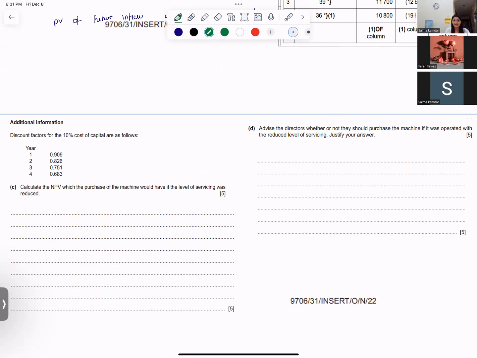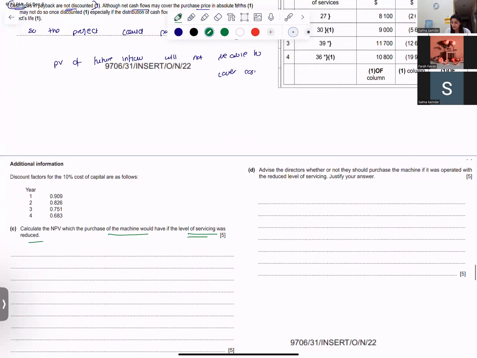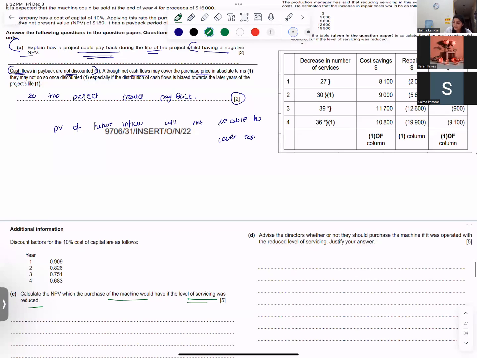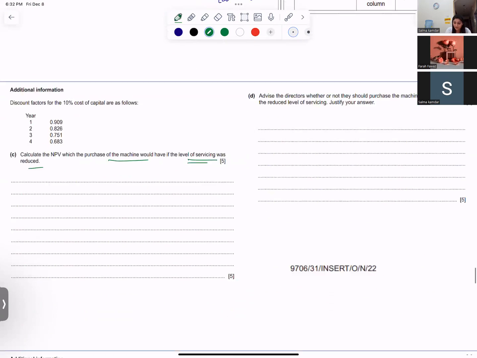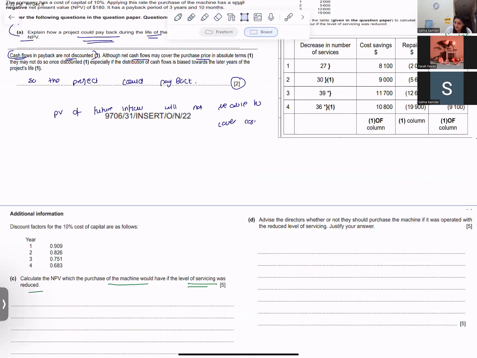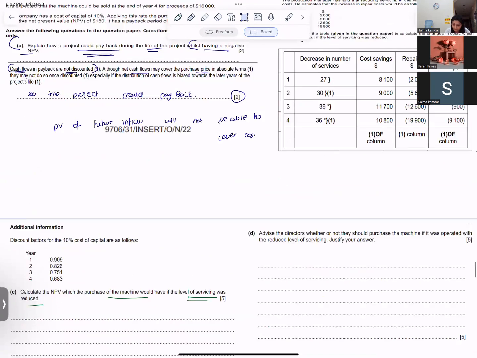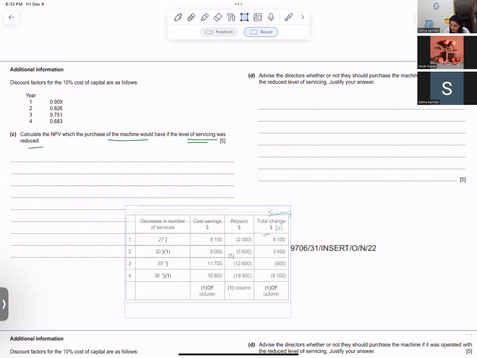Calculate the NPV which the purchase of machinery would have if the level of service was reduced. So if the level of service is reduced, I am going to have savings of this much. Yeah? Okay. So if the level of service was reduced, I'm going to have savings of this much. So I will just take this into consideration and I have to calculate the NPV if the level of service was reduced.